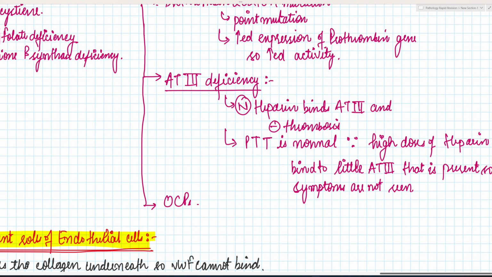Fifth is OCPs. The culprit here is estrogen. Estrogen is a procoagulant molecule. So whenever we are giving hormones from the outside, we are increasing the estrogen's active effects on the body, and one of the effects is a procoagulant effect. So there will be increased coagulation.